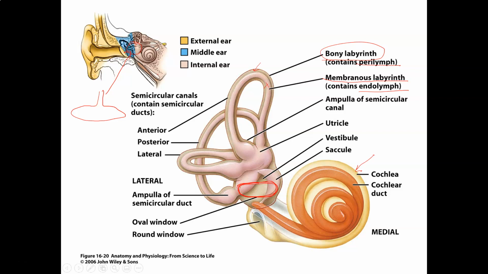So remember that where the stapes is, there's air in that space. But on the other side of the stapes, there's fluid in the inner ear. And what's between the two is the oval window.